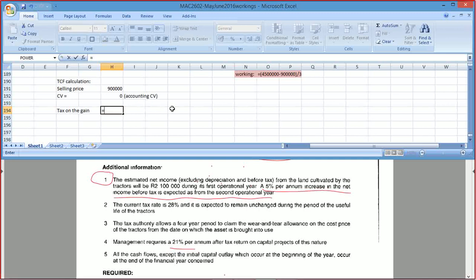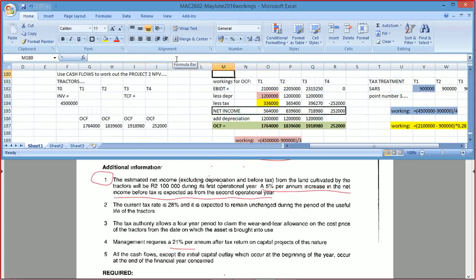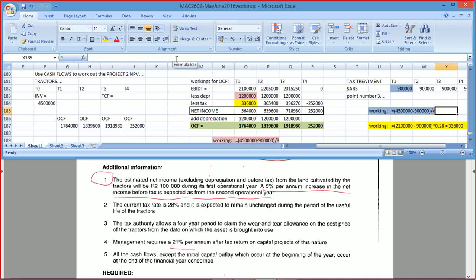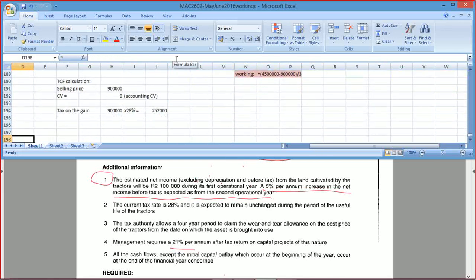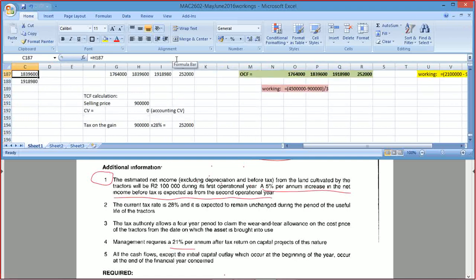There will be a gain of 900,000 minus 0. Tax at 28% gives you 252, which is the tax on that residual. What was that other amount here? 252, that was on the carrying. Okay, so those two amounts came out to the same thing. That's interesting, the numbers tallied up. But it's just coincidence though.